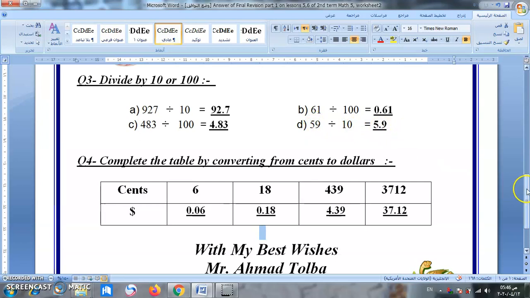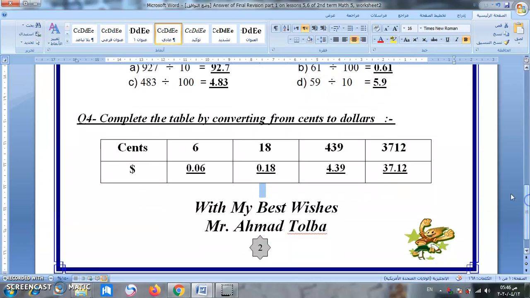Is it okay? Excellent. The last exercise and the last thing in our final revision today. Complete the table by converting from cents to dollars. This is the opposite now. العكس يا شباب، هنحول من السنت للدولارز. When we convert from cents to dollars, we divide by 100. بنقسم على 100 يا شباب.